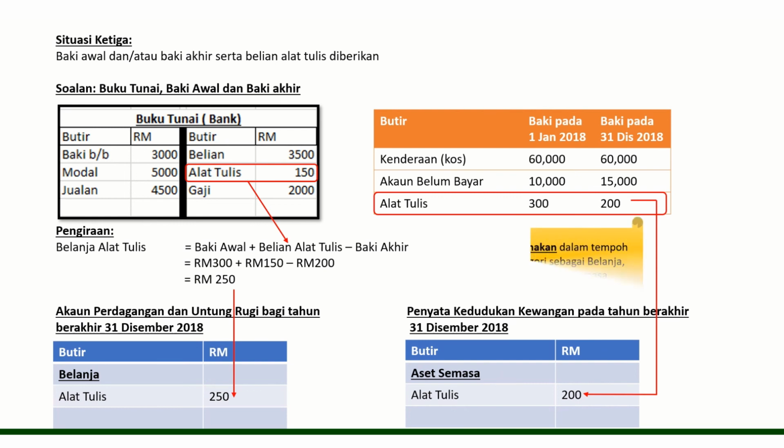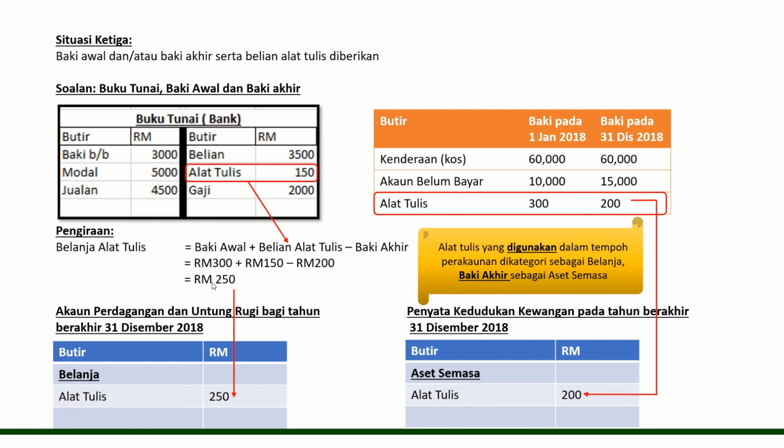So what is the summary that we can get from here? Alat tulis yang digunakan dalam tempoh perakaunan dikategorikan sebagai belanja, which is the 250 ringgit here, and the baki akhir sebagai aset semasa. The one which you haven't used finish, that is the one that will go under your aset semasa. The one that you have used for the tempoh perakaunan, that would go under your apur. So that is how you would actually make a calculation for your alat tulis.